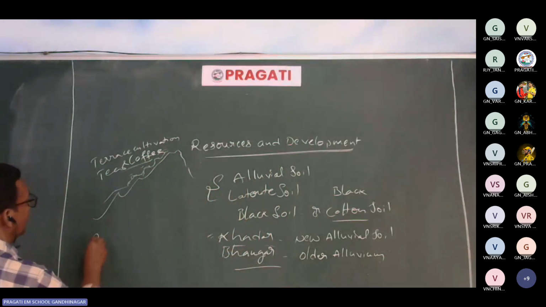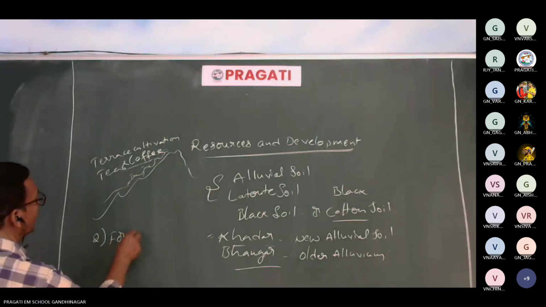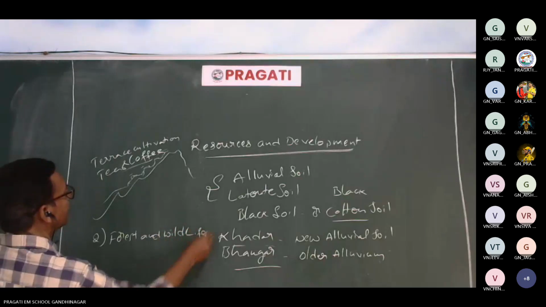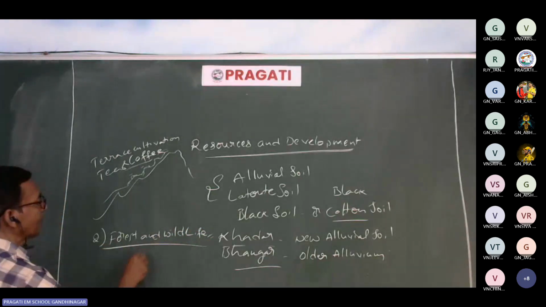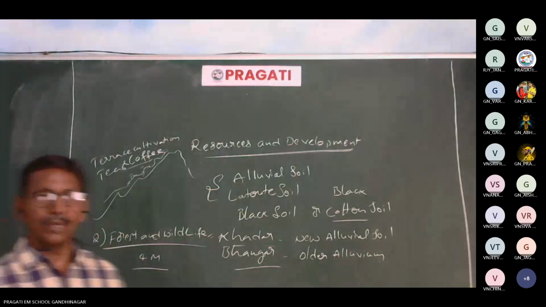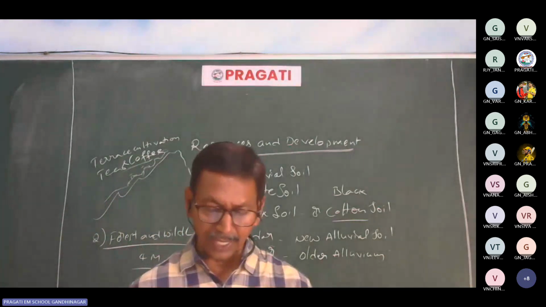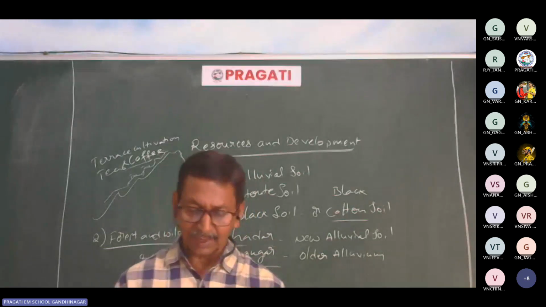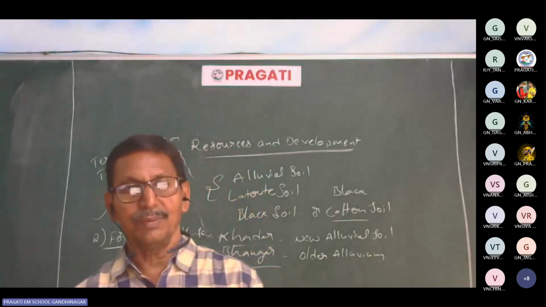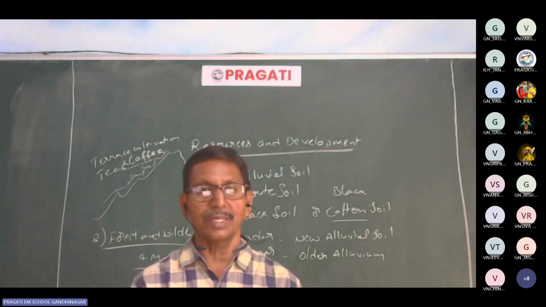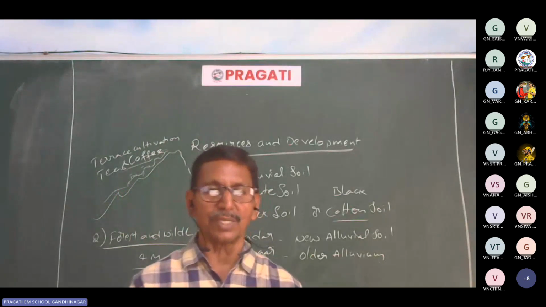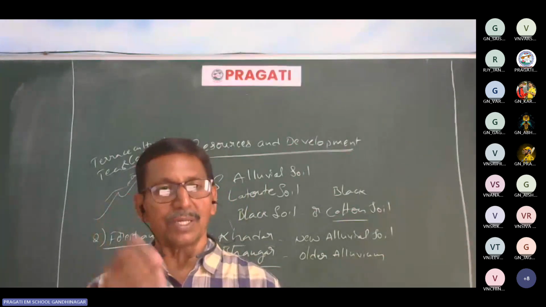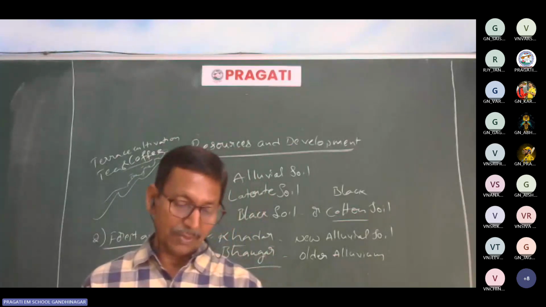In the second topic, forest and wildlife, here 4 marks you may come across. Only 4 marks according to the blueprint. Of course, sometimes 2 mark questions also may come, but you have to extend properly. We should not expect that 4 marks means only 4 points. Sometimes whatever you prepared for 1 mark, you may find in 4 marks.